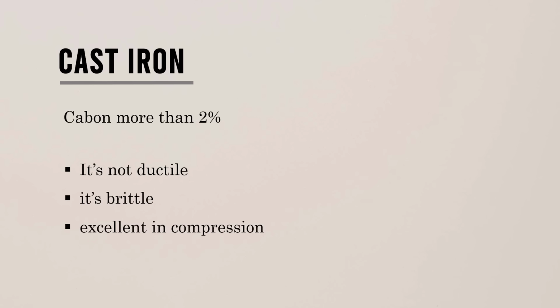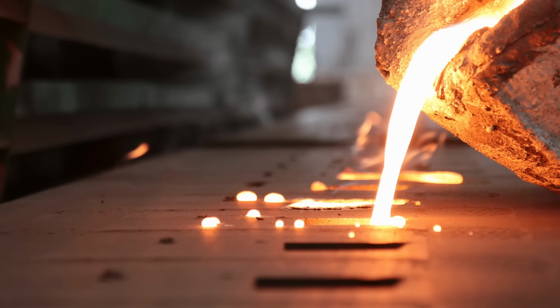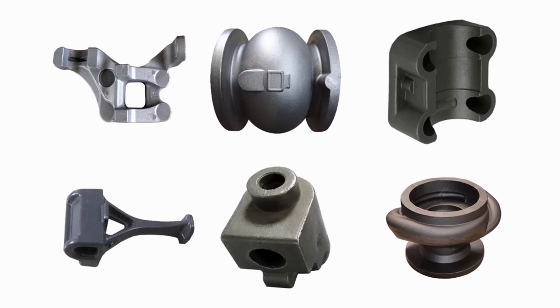Now the cast iron. Cast iron is basically iron with very high carbon, more than 2%. And because of high carbon, it's not ductile, it's brittle, but it's excellent in compression. If you're wondering why it's called cast iron, it cannot be forged or rolled like steel. It's poured into molds in liquid form, so it's called cast iron. Cast iron is very fluid when molten, so it easily fits complex shapes. And once solidified, it can be machined but not rolled or drawn.